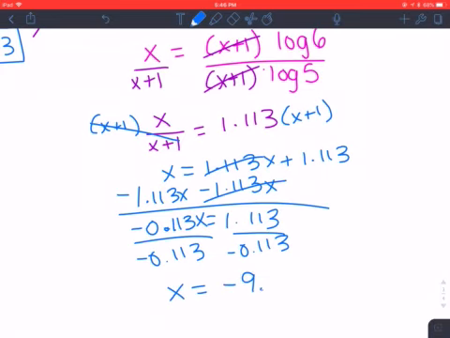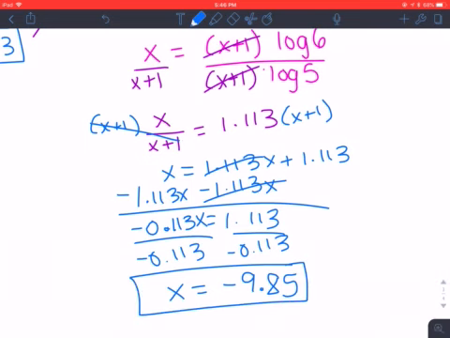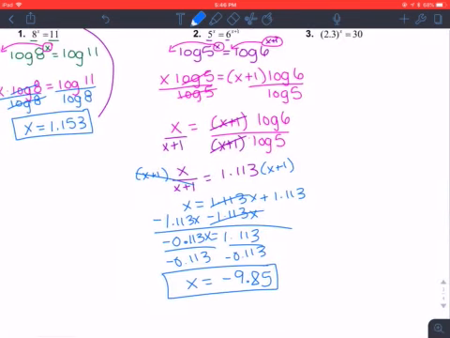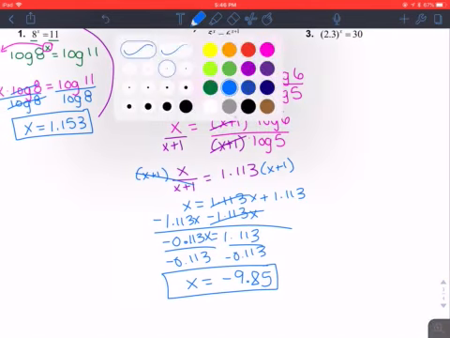We get negative 9.8495, so 85. Okay, so a lot was going on here. Let's go ahead and plug this in and check it.